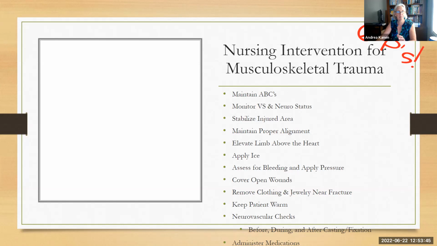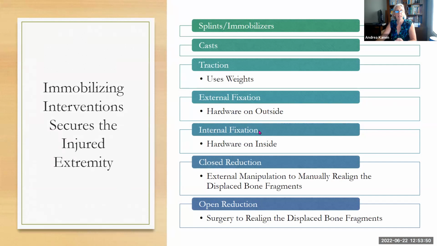Going next. We're going to look at how we're going to immobilize these things. Various types of splints can do immobilization. Casts will keep you from moving it around. We're going to talk about traction, which uses weights. External fixation is when the hardware is on the outside of the body. Internal fixation is when the hardware is on the inside. Closed reduction is when we manipulate from the outside to realign displaced bone fragments, and open reduction is surgery to realign the displaced bone fragments. The most common surgery you're going to see is an ORIF, which is open reduction internal fixation.